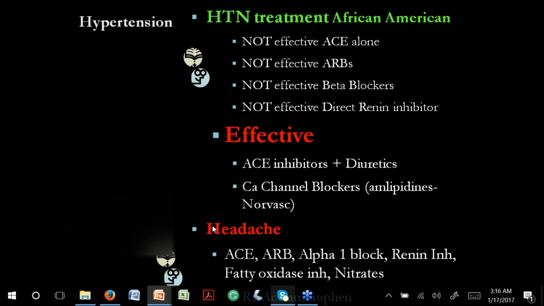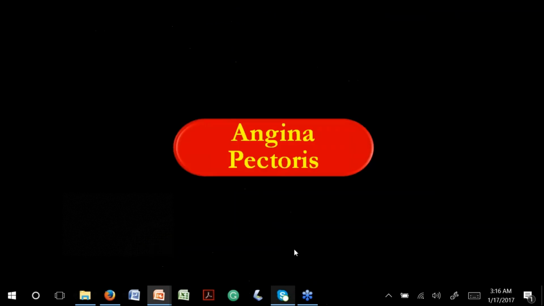Headache. This is very easy to remember. Practically all the A's, ACE inhibitors, ARBs, alpha-1 blockers, renin inhibitors, and the fatty acid oxidase inhibitor, and nitrates, which we are going to see are for angina too, are going to produce headache. So we are going to see that in the next slide.